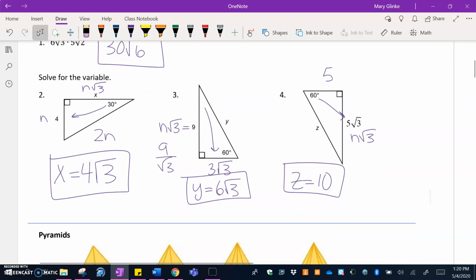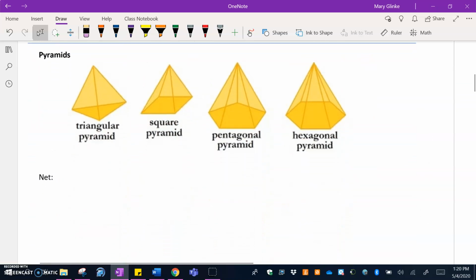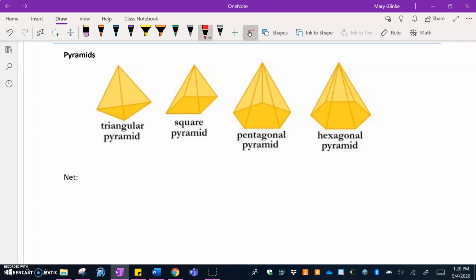Okay, so now we're going to move on to pyramids here, and we're going to talk about how to find the lateral area and the surface area for pyramids. Looking at these ones, the pyramids are always going to be named based off of whatever base you have. The base is going to be the shape kind of at the bottom here. Notice that these could actually be turned, so it's not always going to be at the bottom.